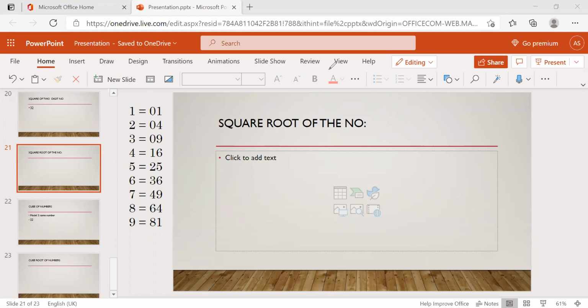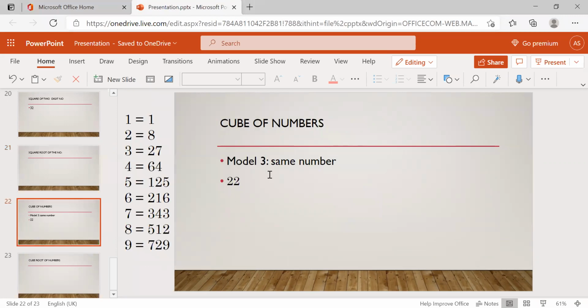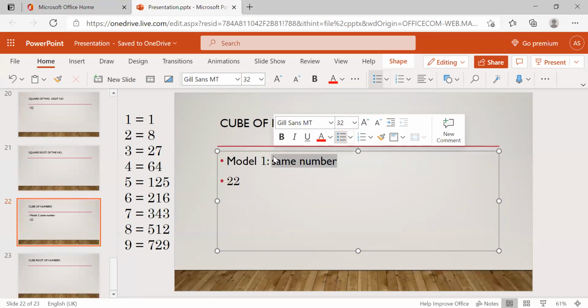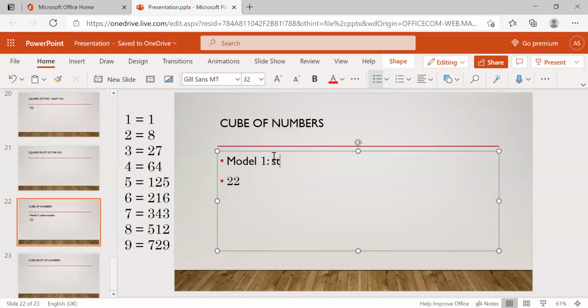Then today we are going to discuss cube numbers, the cube of the numbers. So here we have 3 models. The first model starts with 1. Okay. Now, listen carefully.